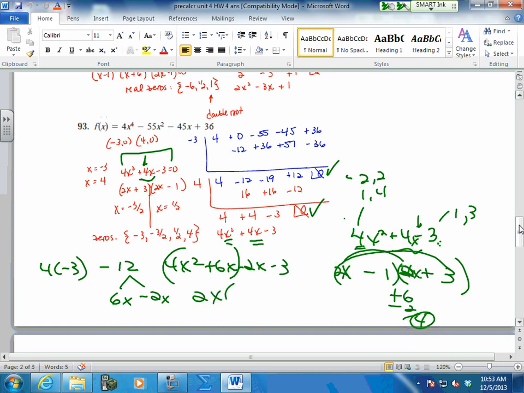2x, and what's left? 2x plus 3. Okay. Now, what can I factor out of here? I have the same numbers, but look, they're the opposite signs. So the -1. Negative 1. Now, here's your common factor. Here's your factor that's left.